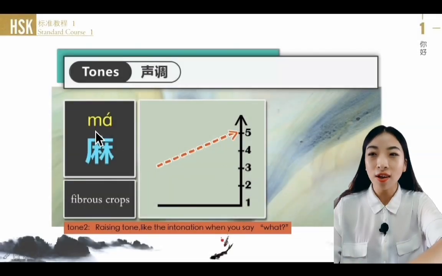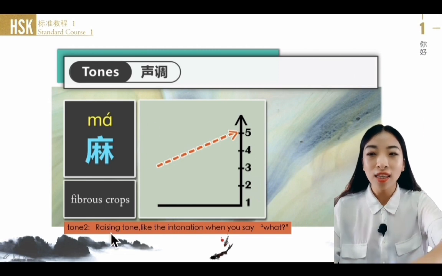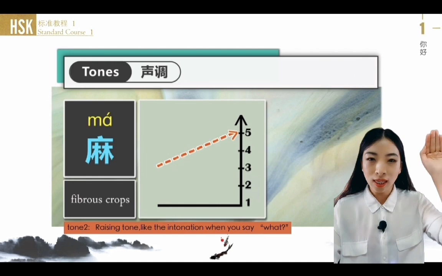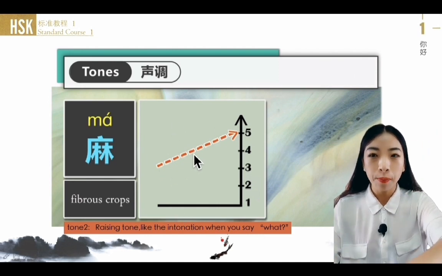The second tone, ma, ma, ma. It's a rising tone, like the intonation when you say "what?" What? Ma, ma.